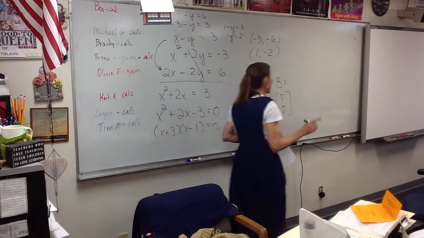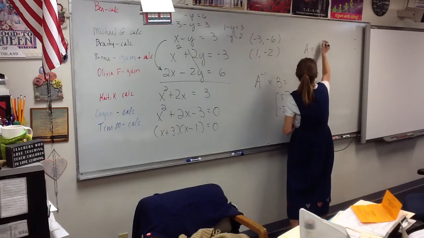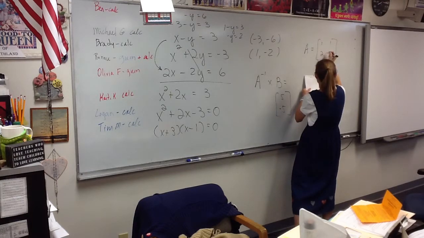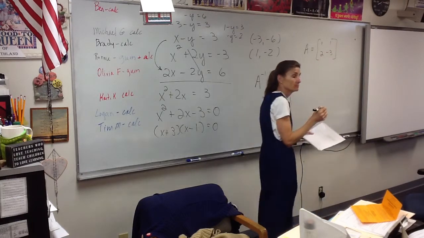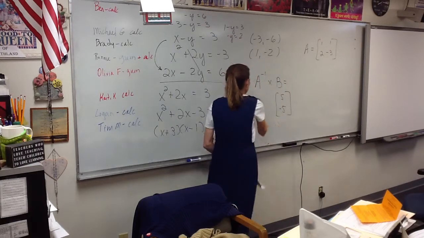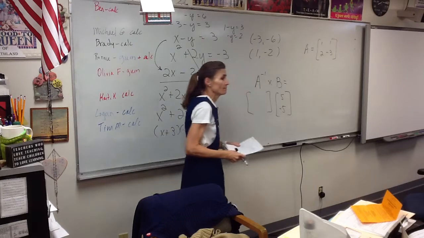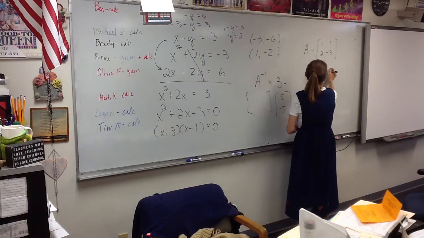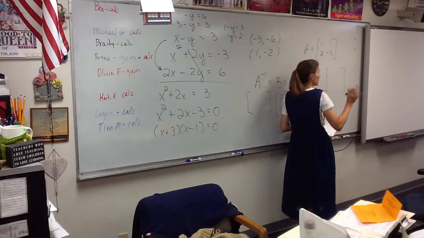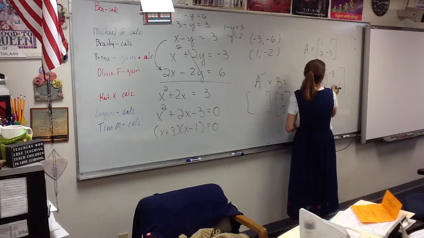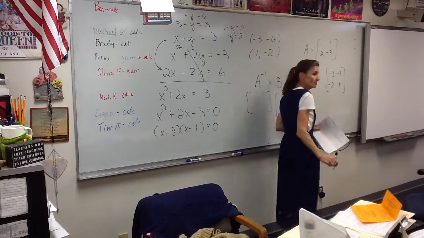Now, what's A? Not A inverse yet, but what's just matrix A? 1, 1, 2, negative 3. How do we get from matrix A to A inverse, which is what we need? Find the determinant. First, we're going to switch. Well, I say first, it doesn't matter what order you do this in. These two have to switch places, and these two change signs, right?